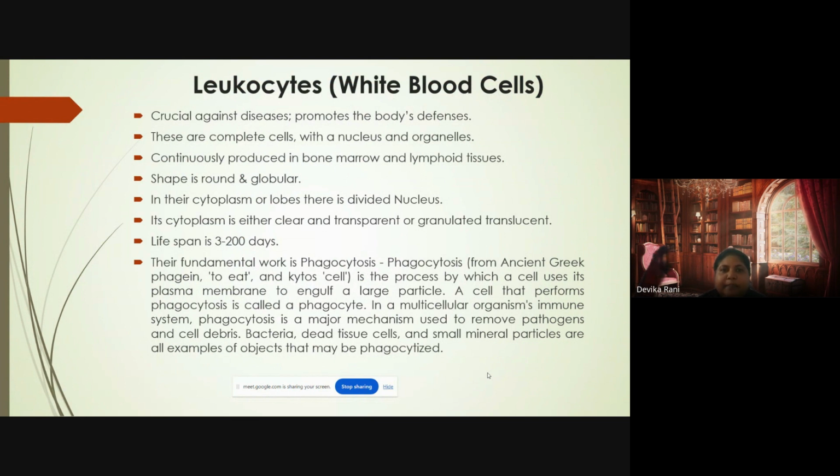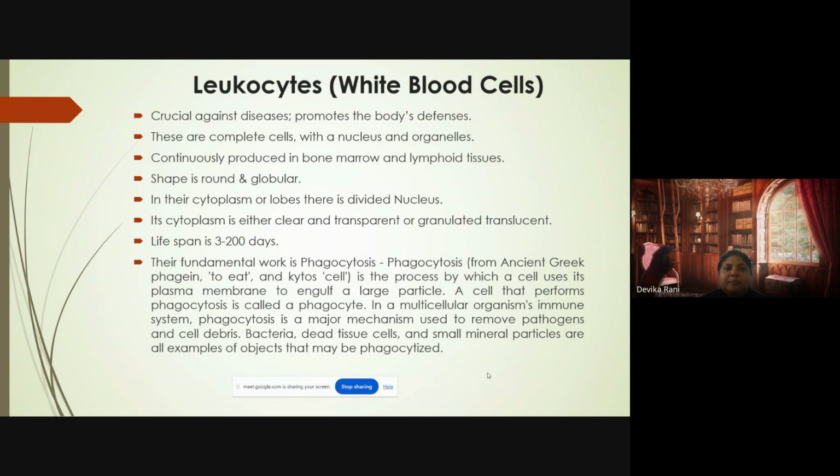They are continuously produced in the bone marrow and the lymphoid tissues. The lymphatic system is a chapter you learn in later semesters. There you will learn in detail what the whole lymphatic system is about. But for now, please understand that these cells are also made in the lymphoid tissues.